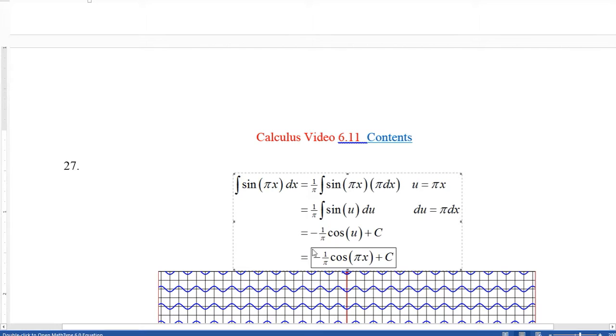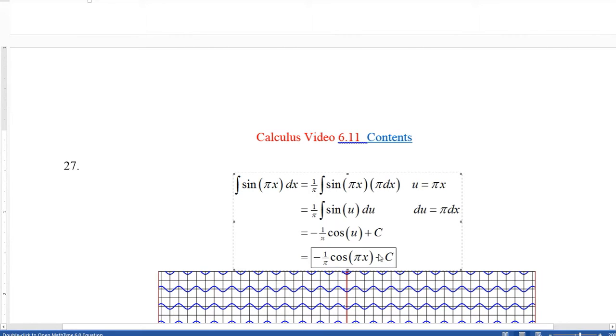It's minus 1 over pi times cosine of u, and when our last integral sign disappears, it's plus c. The derivative of cosine is minus sine, so the antiderivative of sine is minus cosine. And, of course, then we finally substitute back in u equals pi x, and we get this.